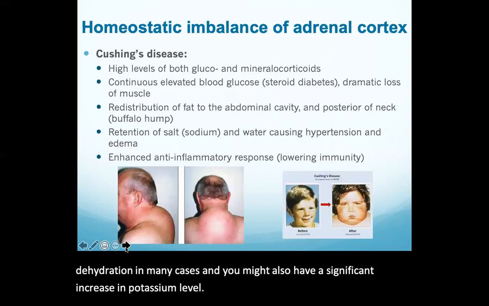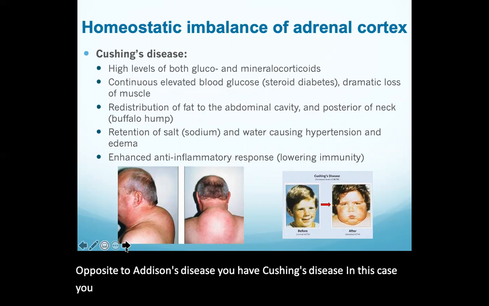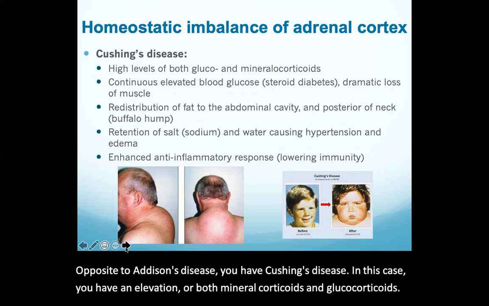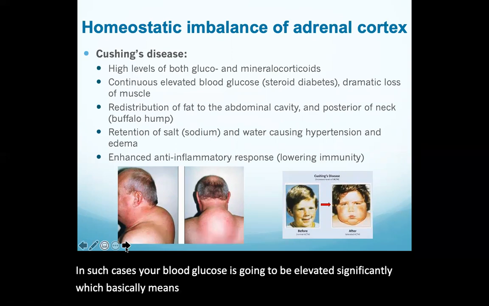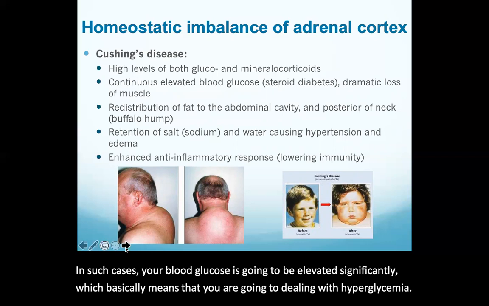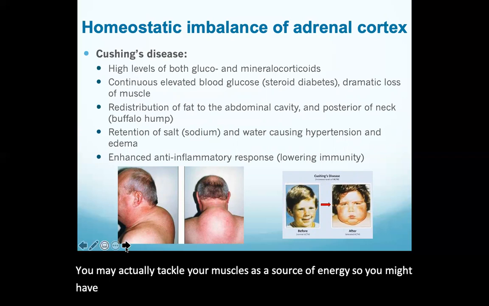Opposite to Addison's disease, you have Cushing's disease. In this case, you have an elevation of both mineralocorticoids and glucocorticoids. In such cases, your blood glucose is going to be elevated significantly, which basically means that you are going to be dealing with hyperglycemia. You may actually tackle your muscles as a source of energy, so you might have a significant loss in muscle mass.